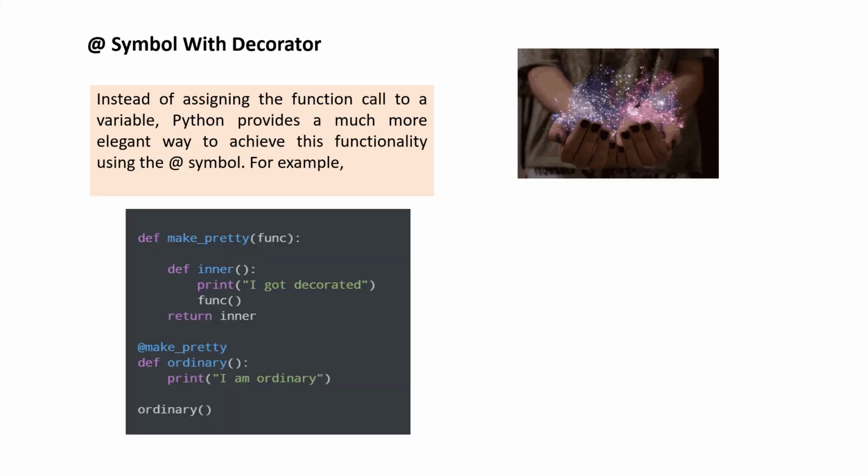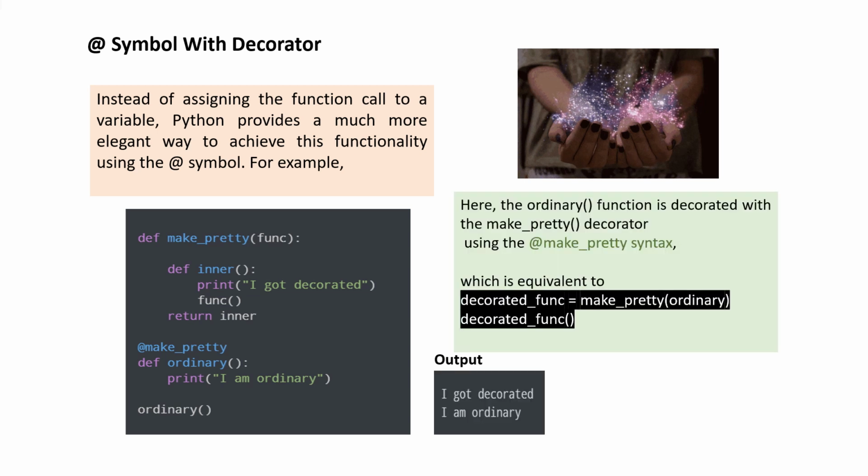Now we can see the @ symbol with the decorator. Instead of assigning the function call to a variable, Python provides a more elegant way to achieve this functionality using the @ symbol. Instead of writing the two lines, that is assigning a function call to a variable and then calling it, it is equivalent to write @make_pretty. That is, instead of writing the two lines of assigning and calling, you can simply write @make_pretty, where make_pretty is the name of the decorator.